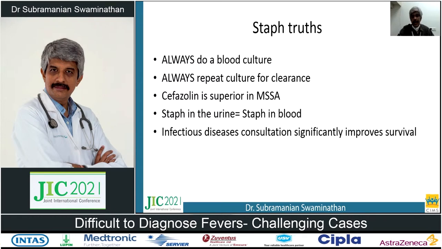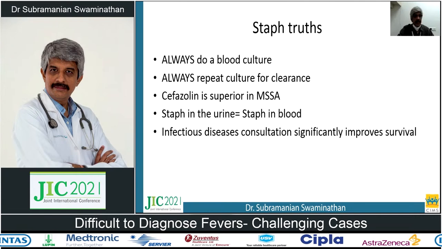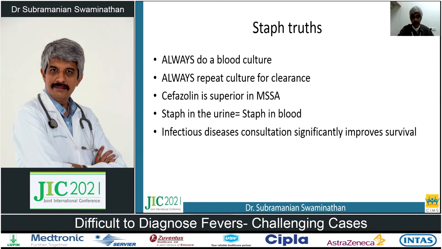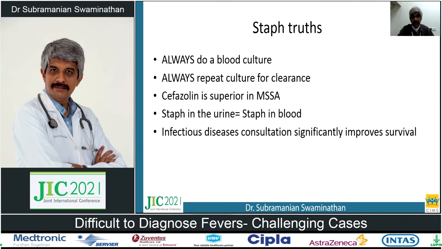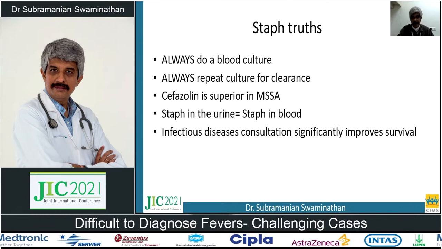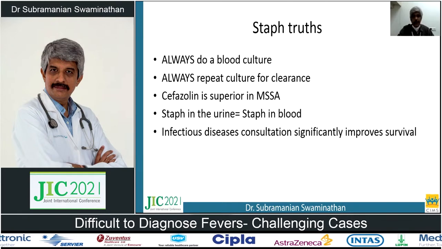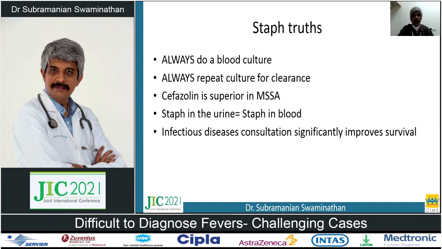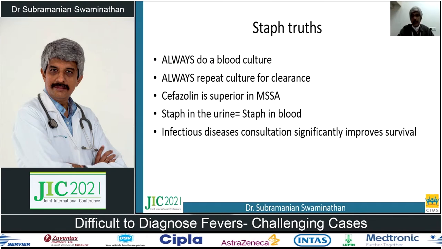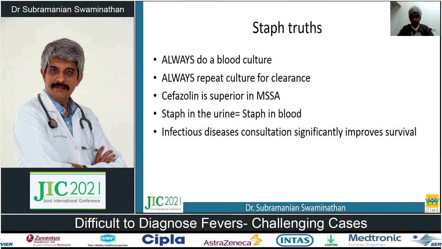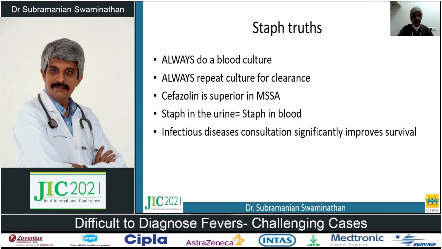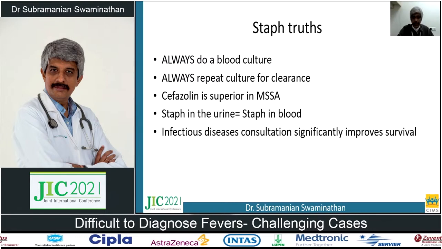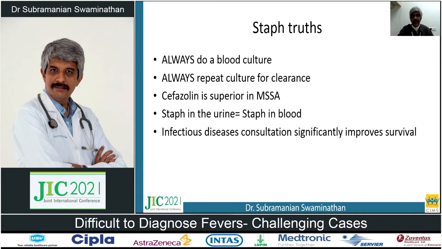And remember, if you have MSSA, vancomycin and linezolid are not the best drugs. Drugs like cefazolin or flucloxacillin are clearly superior. They have a survival benefit in that fewer people die on cefazolin and flucloxacillin, more people die on vancomycin and linezolid if you have MSSA. Finally, remember that staph in the urine means you have to consider staph in the blood. Remember, urinary tract infection is an ascending infection for gram negatives, but for staph, it is hematogenous spreading. So if you get a staph pyelonephritis and urinary tract infection, that came through the bloodstream.